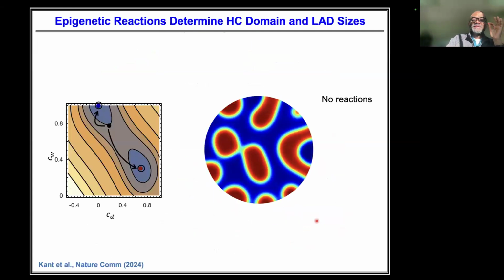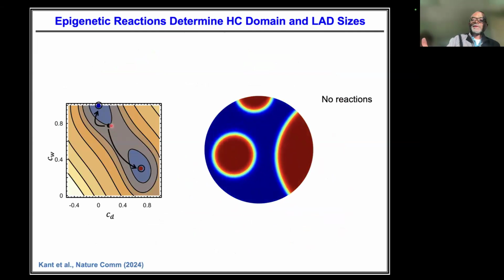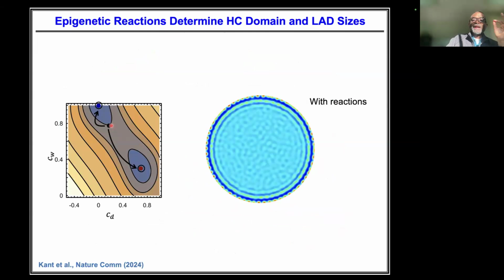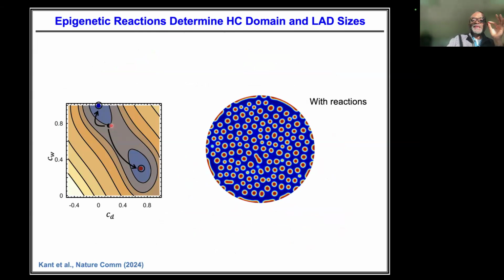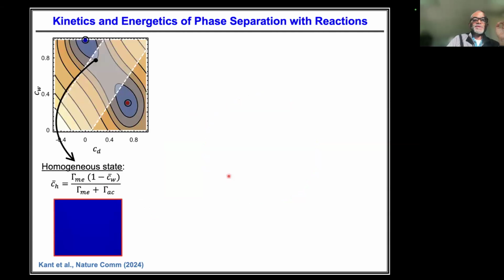So now, if there are no reaction terms, and if you're in a phase like this, we know exactly what will happen. You'll get spinodal decomposition, and then you will immediately get coarsening. But once you put in reactions, the system evolves and picks a particular size, and you can see the formation of these lamina-associated domains. Now, what picks the size? The reactions will tell you what the homogeneous state is, right?